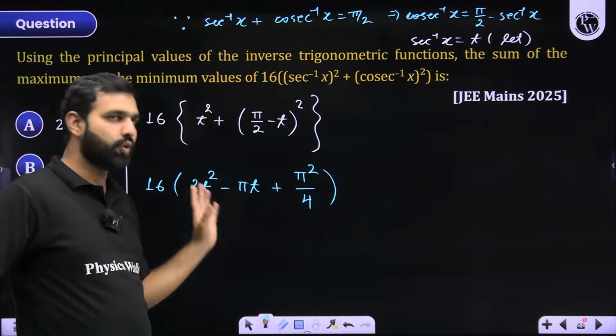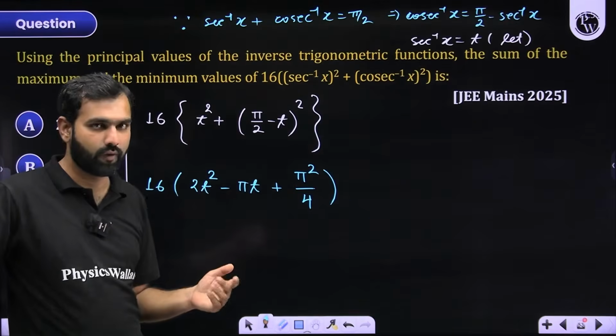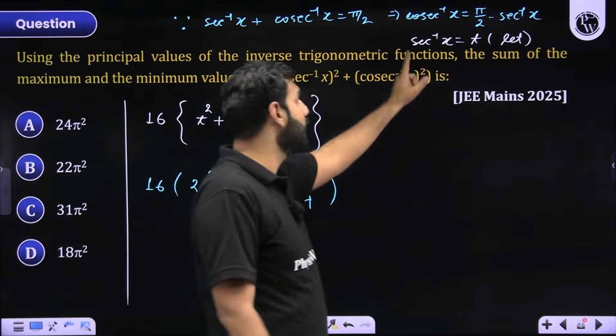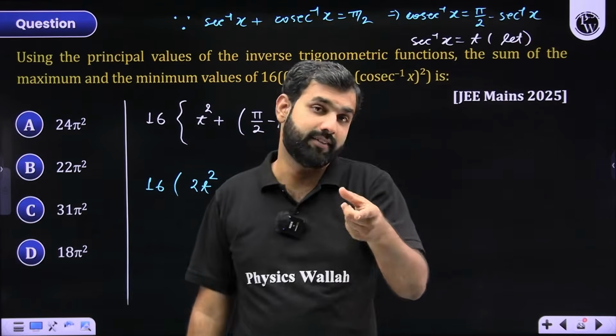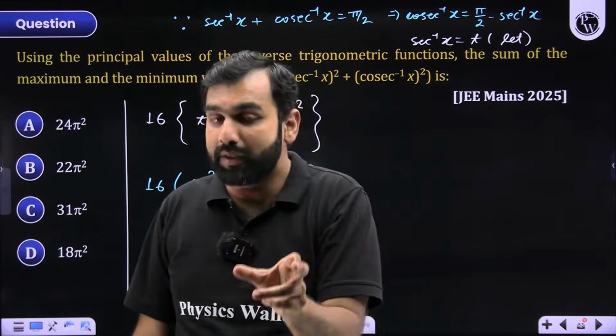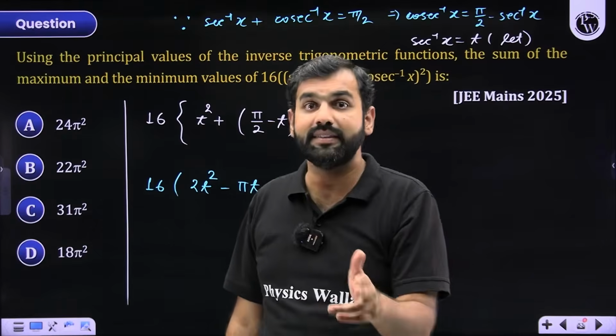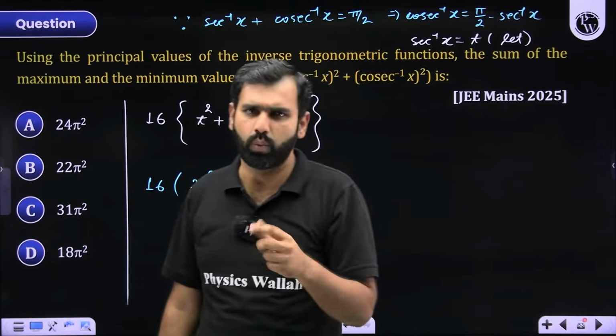Now let's talk about this quadratic. We know how to find the maxima and minima of a quadratic, but with a constraint: don't forget, it's not a quadratic in t, rather it's a quadratic in sec inverse x. So the variable here is not t. The variable here is sec inverse x. Don't forget that.